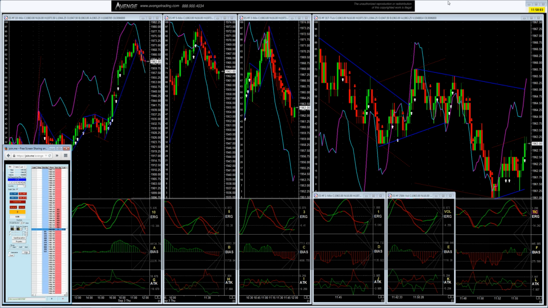We do have potential scalp consideration upward here, with the 3s now green. Haven't seen a scalp yet.